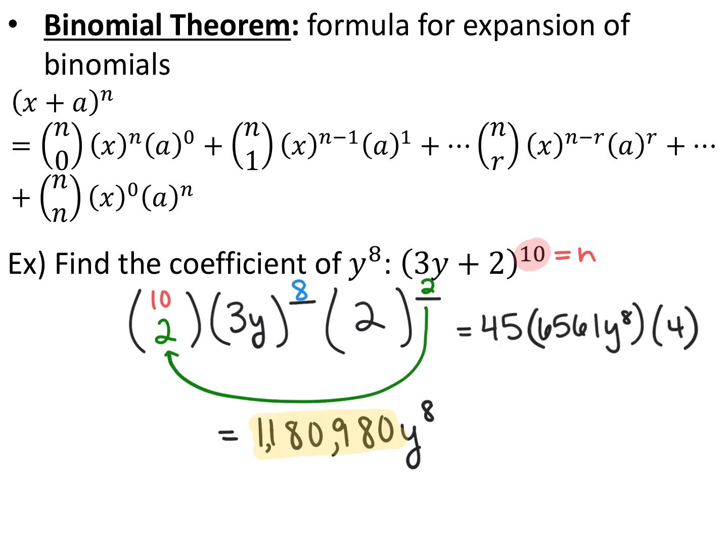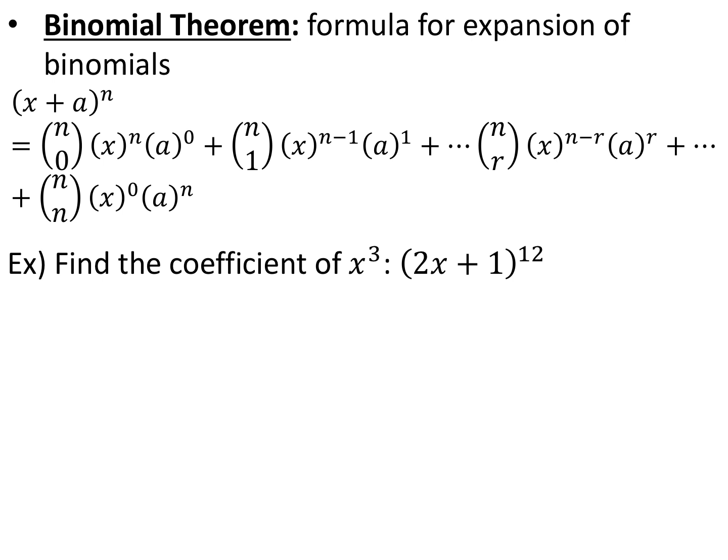So using my calculator, 10 choose 2 is 45. I have to make sure I distribute the 8th power to the 3 and the y. So I get 6,561 y to the 8th, and then 2 squared is 4. So I multiply everything together, and the coefficient of the y to the 8th term is 1,180,980.